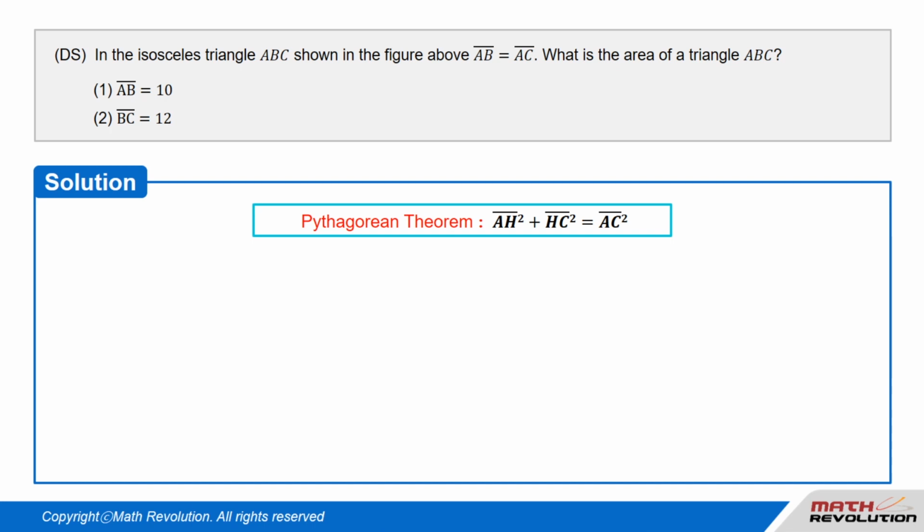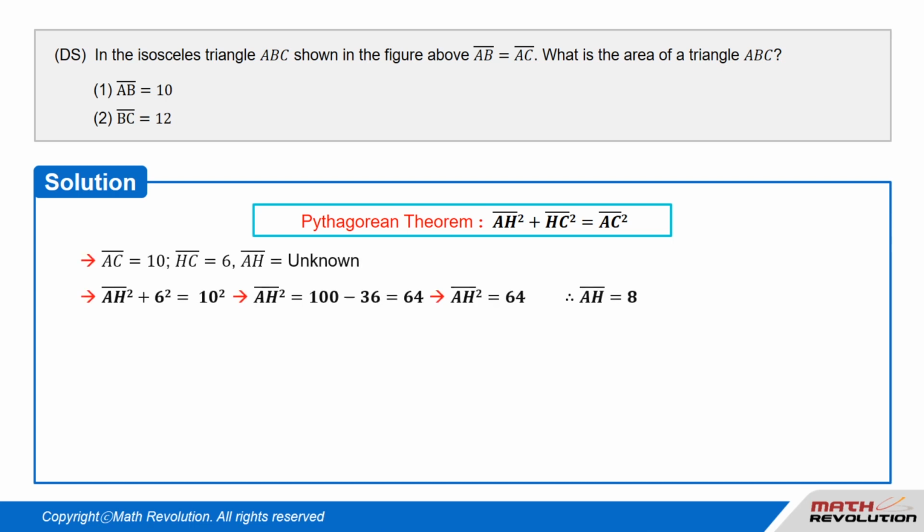So we say line segment AH squared plus line segment HC squared equals line segment AC squared. In the question, we have line segment AC equals 10. Line segment HC equals 6, and line segment AH is the unknown height. We have AH squared plus 6 squared equals 10 squared, which simplifies to AH squared equals 100 minus 36, which equals 64. Rearranging, we get line segment AH equals 8, which is the height of the triangle.